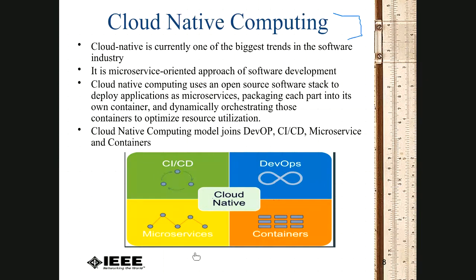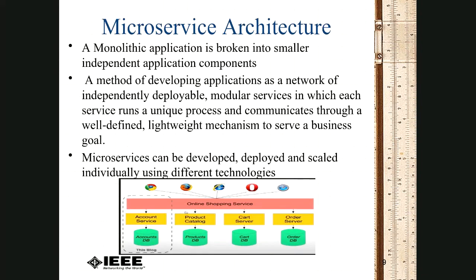And then finally, we have two things: microservices and containers. The microservices are running in the containers. So cloud native computing basically joins all these things together. Okay, now let's go to the microservice architecture.